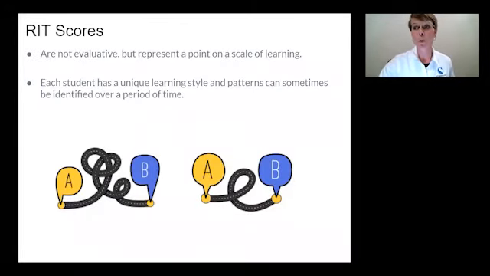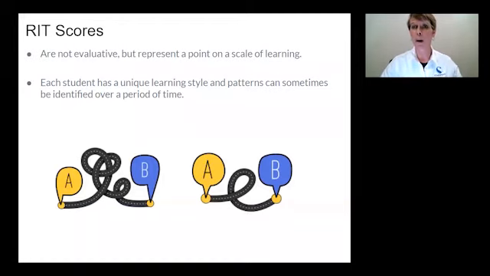A RIT score represents a point on a continuous scale of learning. It is similar to measuring a child's height on a yardstick. It tells us where a child is at a given point in time. However, like height, students' progress is rarely a steady growth rate. And for most students, it does not represent an incline over a period of time.